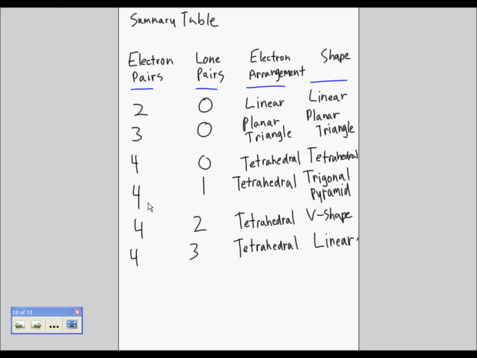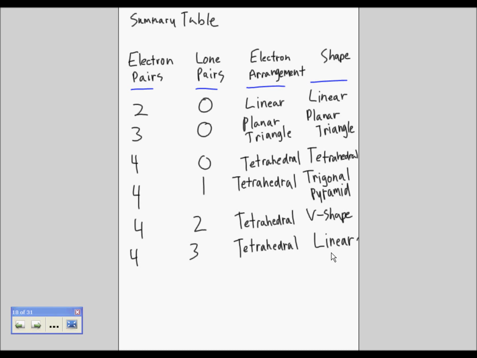When you have 4 pairs total, now you have 1 lone pair, the electrons are in a tetrahedral, but the atoms will be in a trigonal pyramid shape. If you have 4 pairs total and 2 lone pairs, the electrons will still be tetrahedral, but the atoms are in a V shape. And finally, if you have 4 pairs total, but 3 of those are lone pairs, the electrons are still tetrahedral, but now you only have 2 atoms because 3 of the pairs are lone pairs.